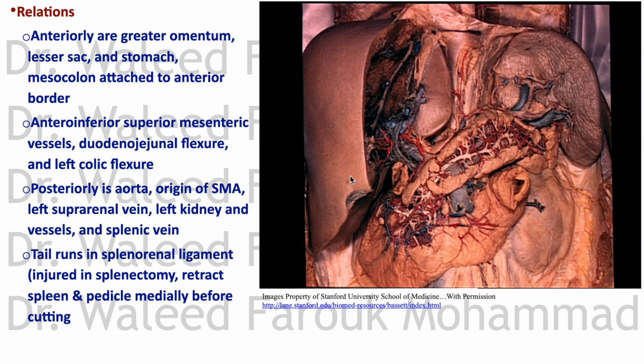Please don't try to learn these by heart. When you study each individual organ and you put them together, try to figure out the relations yourself, and you will find out that you are actually memorizing all of the relations. You may be worried about the tail: it runs in the splenorenal ligament, as I told you before, and it's liable to injury in splenectomies.